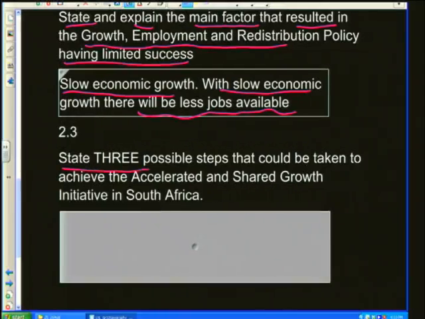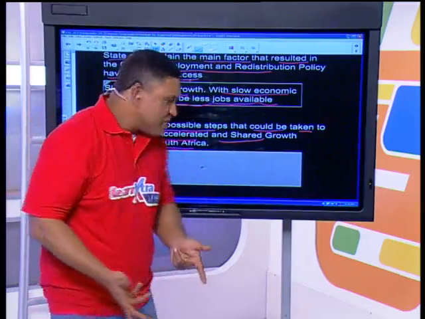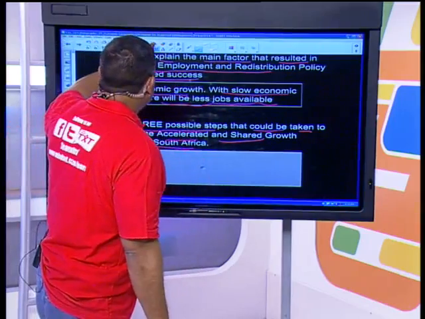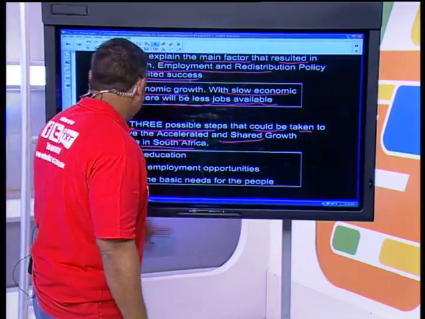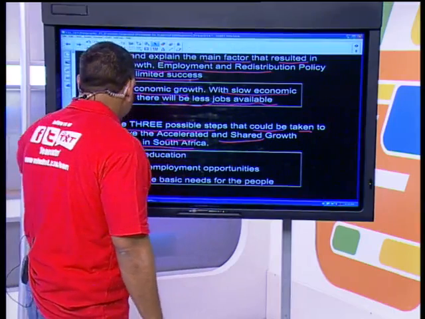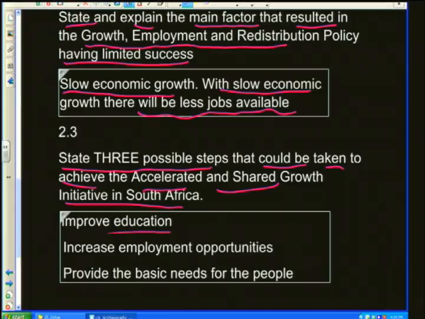State 3 possible steps that could be introduced or taken to achieve accelerated and shared growth initiative in South Africa. Obviously, you would have worked these factors out. How can we do economic growth? How can we improve it? All right, we talk about education and various aspects. So we look at here, improving education, all right? How would that do it?